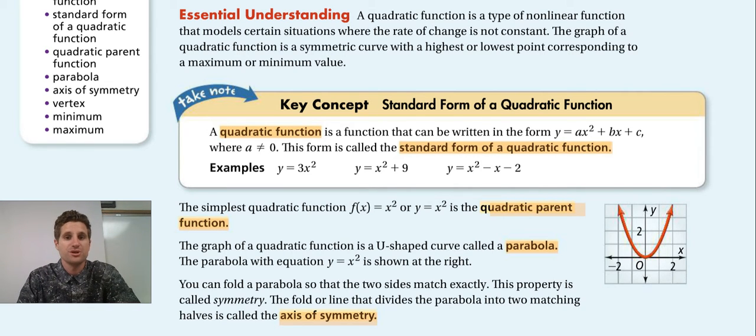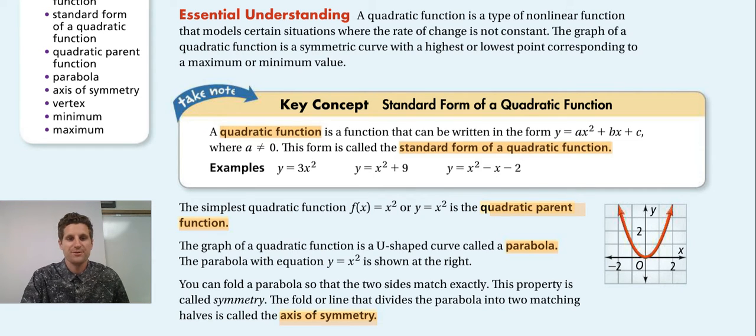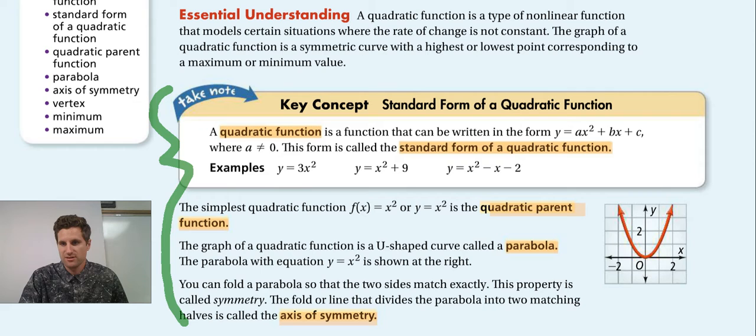That models certain situations where the rate of change is not constant. Think of when you throw something up in the air. It goes really fast, slows down, and then picks up speed as it comes back down. So the graph of a quadratic function is a symmetric curve with the highest or lowest point corresponding to the maximum or minimum value. Okay, this is where we're going to get into writing down. Yes, all of this needs to be written down.